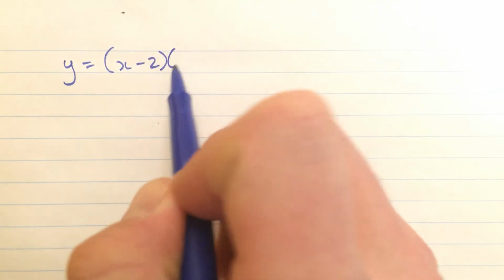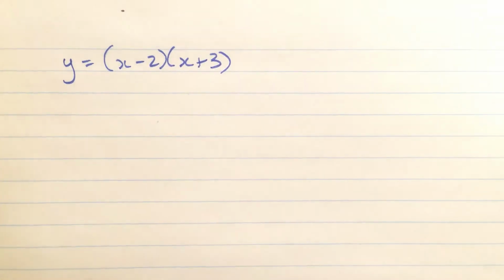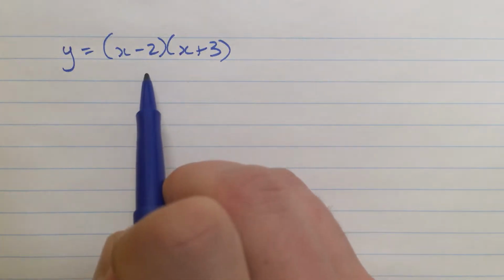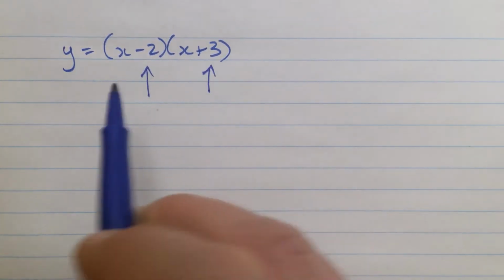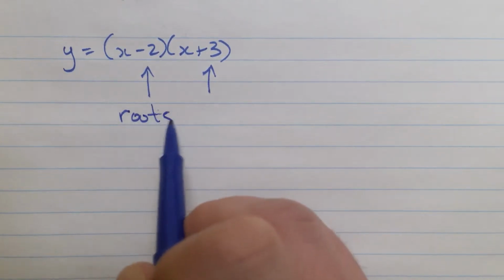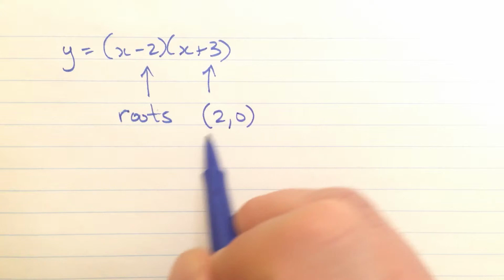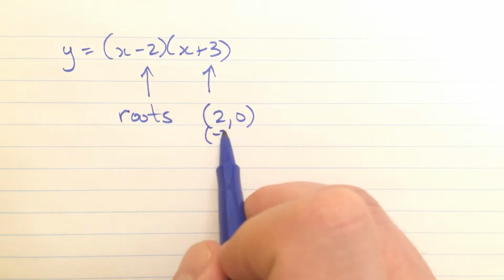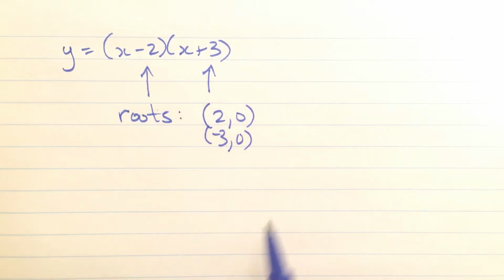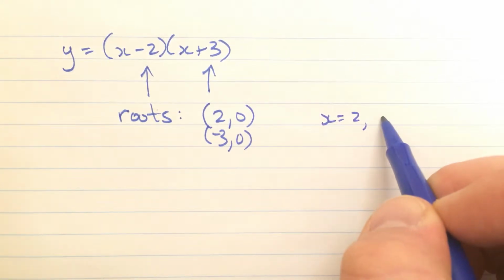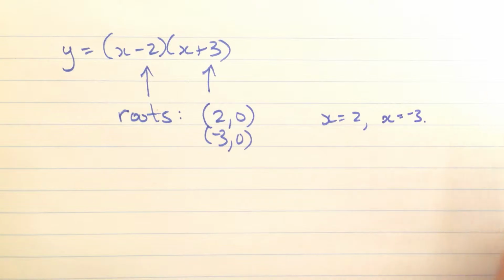The second one, I gave you y equals, in factored form, (x minus 2)(x plus 3). Okay, so first off, I can read the roots right from here. Based on these two numbers, the roots will be when y equals 0, we're going to have x equals 2 or x equals negative 3. Those are the two roots. So those are the points, or you might also write x equals 2 or x equals negative 3. You can write that as well.